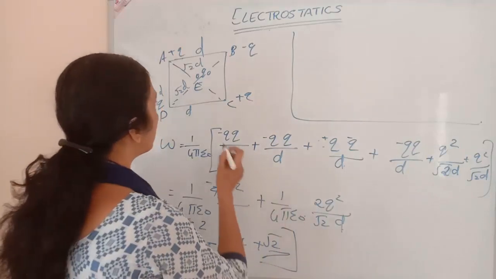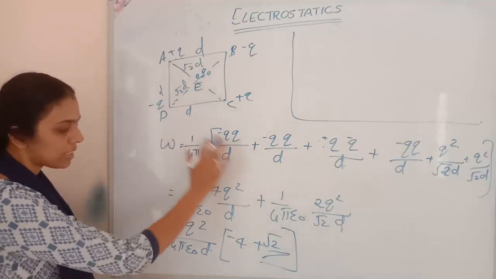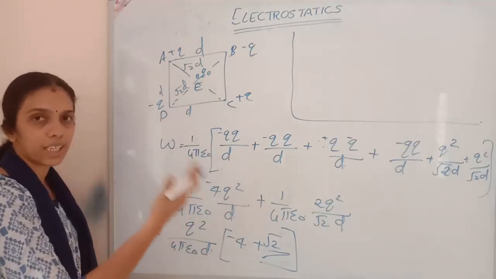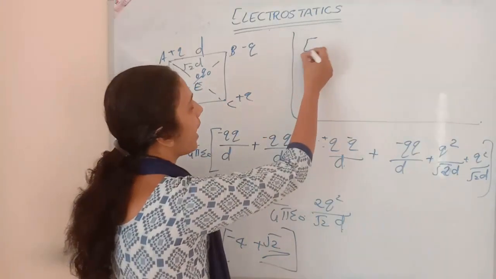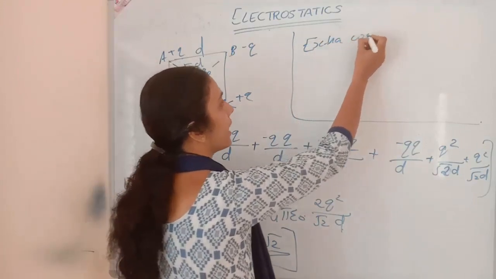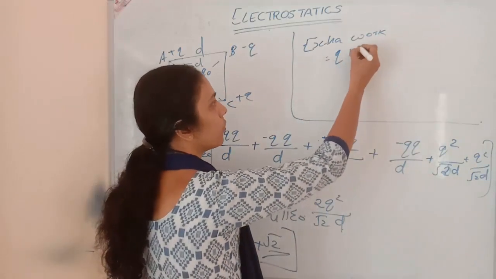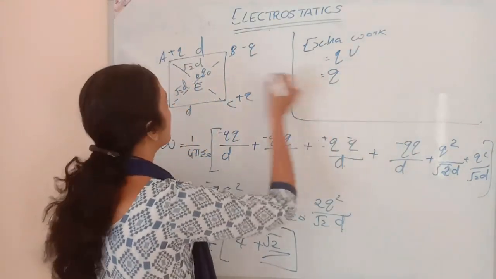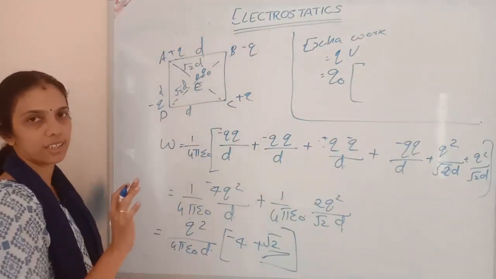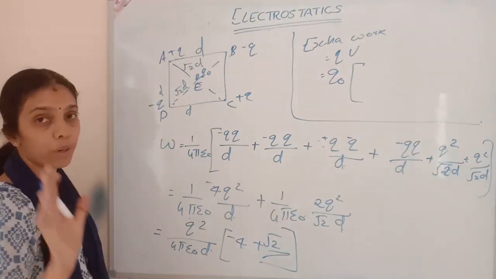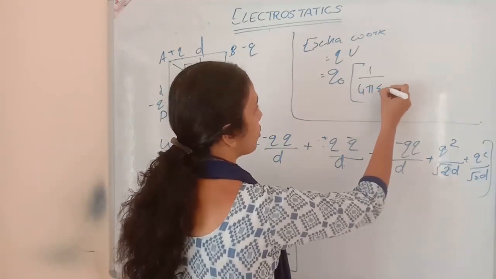So Q0 is brought to the center, and for that how much extra work should we do? This much work is already there. Along with that, if Q0 is there, how much extra work will be done? Work done will be equal to Q into V, where Q is Q0. What is the potential at this point due to all the other charges? 1 by 4 pi epsilon 0 Q by R.